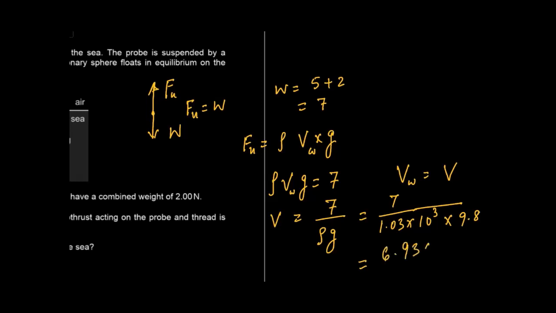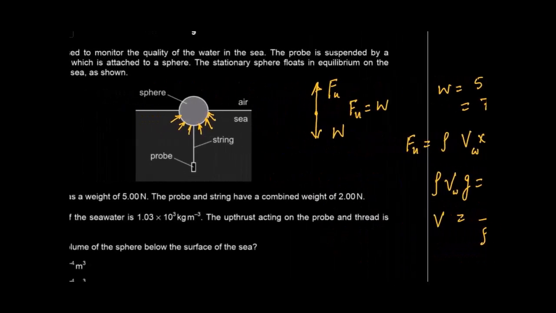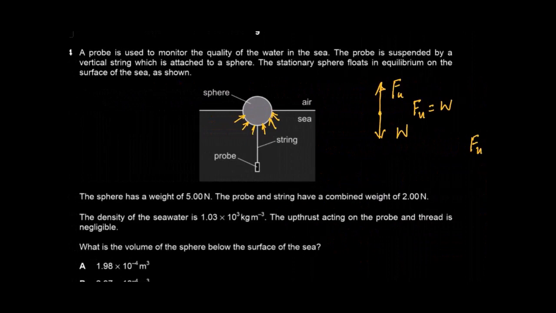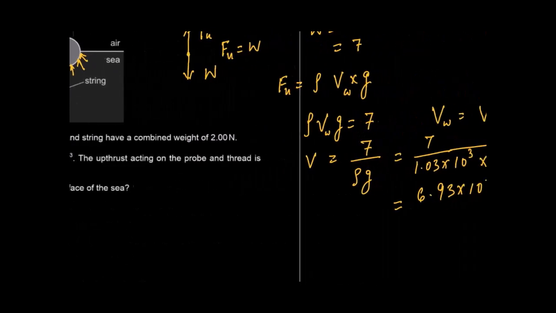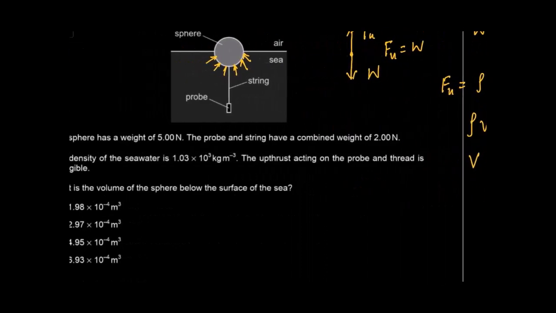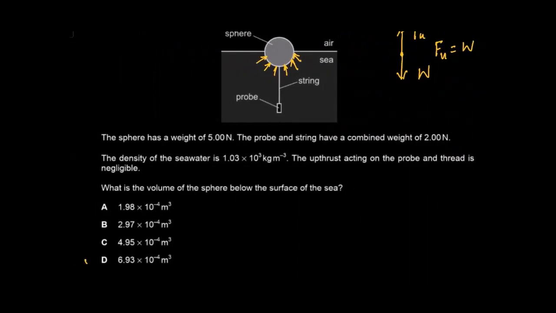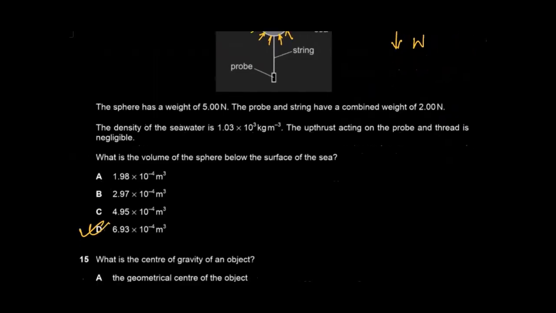After solving, we got 6.93 into 10 to the power minus 4. So this is the volume of the sphere below the surface of the sea. So out of these options, option D is correct.